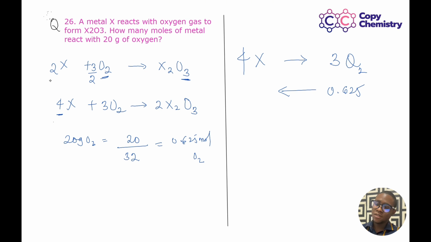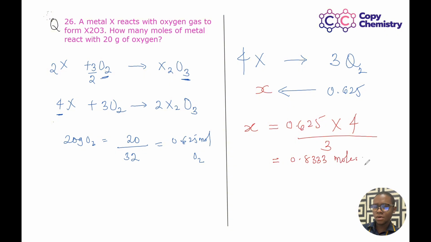Okay, so if you have been watching this video, you realize I've been calling it X, right? Red X. So what is our red X? Our red X is going to be 0.625 multiplied by 4 divided by 3, and then we would have about 0.8333 moles of X. Okay, so that's the answer. You can choose to leave it like this if you want, 0.833 moles of X.